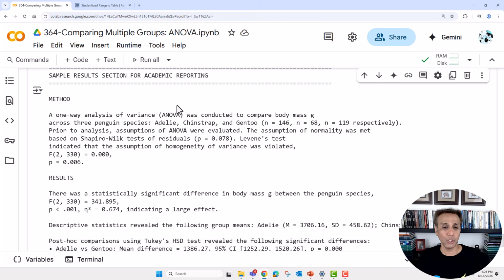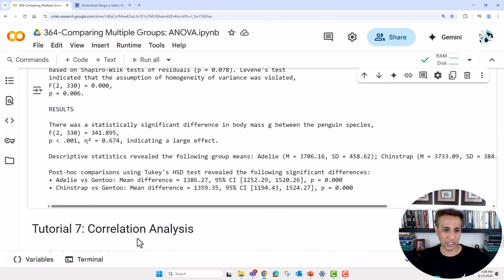Okay, so the next one is correlation analysis. We are going to look at correlation analysis in the next tutorial, and I seriously hope you come back.